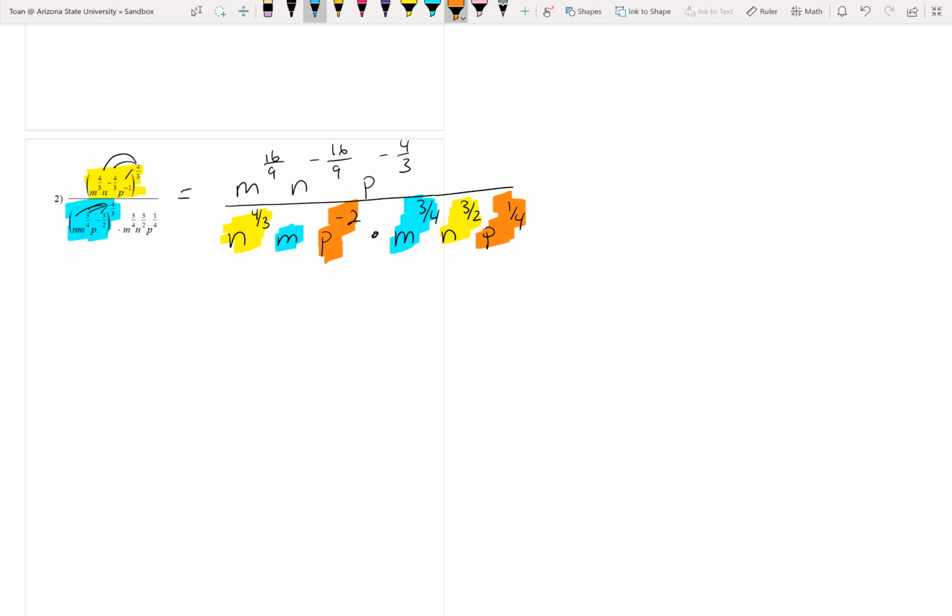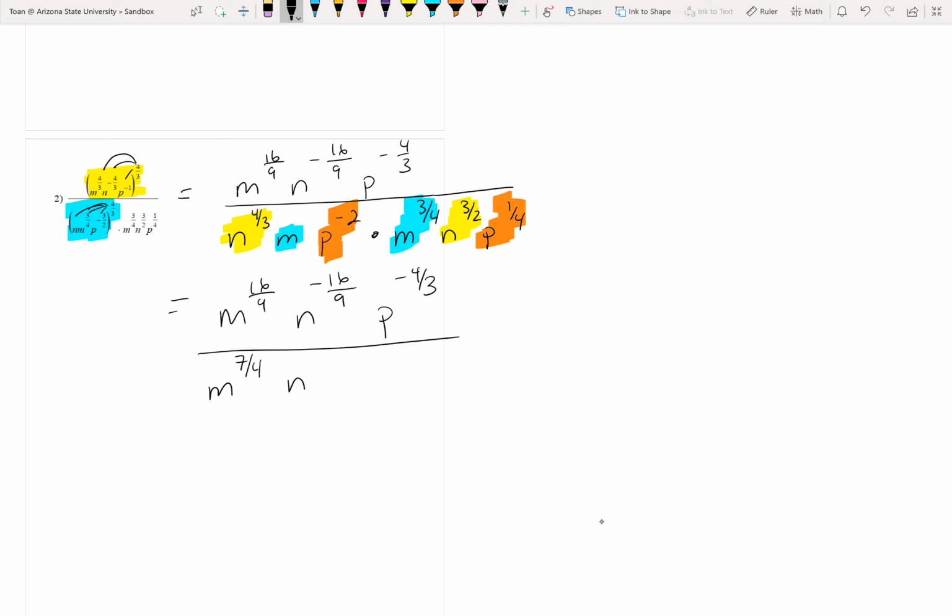The numerator, I'm not going to do anything, so I'm just going to copy down my next line. M to the 16 over 9, n to the negative 16 over 9, p to the negative 4/3 over, and I'm just going to go alphabetical order, so do the m's first. So m to the 1 times m to the 3/4. You add the exponents, 1 plus 3/4 is 7/4.